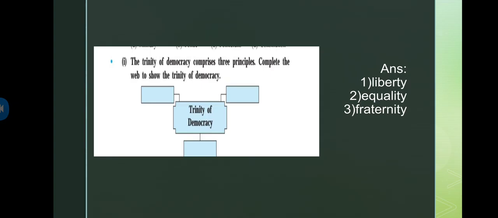Now, the trinity of democracy comprises the principles. Complete the web to show the trinity of democracy. Basically, in the trinity of democracy, we have to talk about the three major aspects which are very important for democracy, or the major requirements if we want to follow democracy in our country. These three things are liberty, equality, and fraternity. Obviously, if there is no liberty, we won't be able to call our country a democratic country, right? Equality is very necessary if we talk about a democratic country. And fraternity means what? Basically a sense of common brotherhood, a place where people feel for each other, like they have compassion for each other, and that's what it's all about. So these are the trinity of democracy.